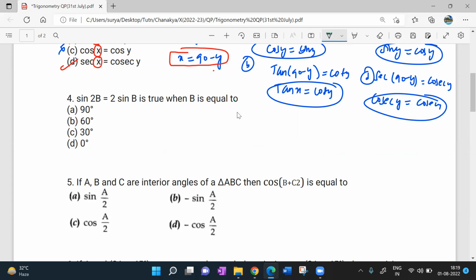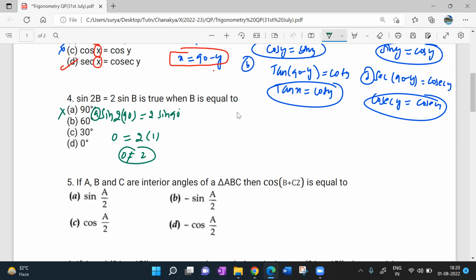Fourth question is given: sin 2b is equal to 2 sin b. It is true when b is equal to what? Let us substitute one by one. Look at option A: sine 2b, 2 into b. B is 90. Sin of 2 into 90 should equal 2 times sin 90. So sin 180, how much? 0. And 2 into 1 is 2, so 0 is not equal to 2.